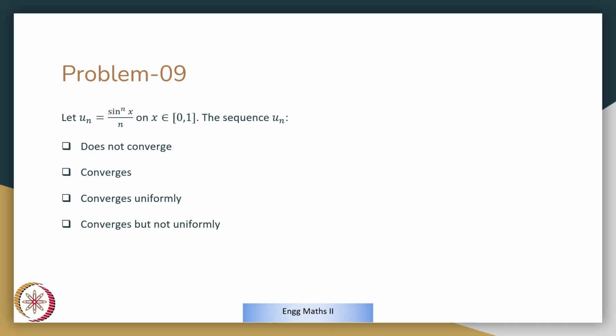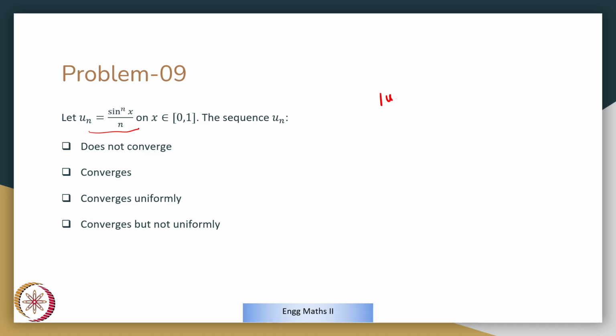Next, we go to problem number 9. In problem number 9, we are given a sequence whose nth term un is equal to sine of x, whole raised to n, by n, and we are asked to comment on whether this sequence converges or whether it converges uniformly or something like that.